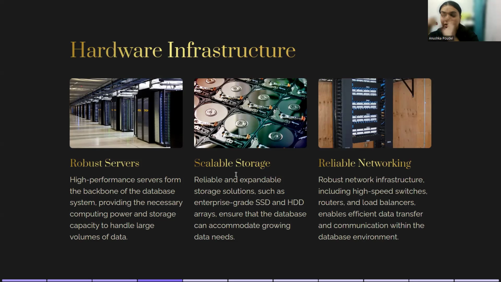As data keeps on growing, the storage should be scalable, reliable and expandable. Reliable networking is the third part. Robust networking infrastructure, including high-speed switches, routers, and load balancers, enables efficient data transfer and communication within the database environment. We also need reliable networking in order to ensure that if there is any switching or transferring of data, it is made efficient.